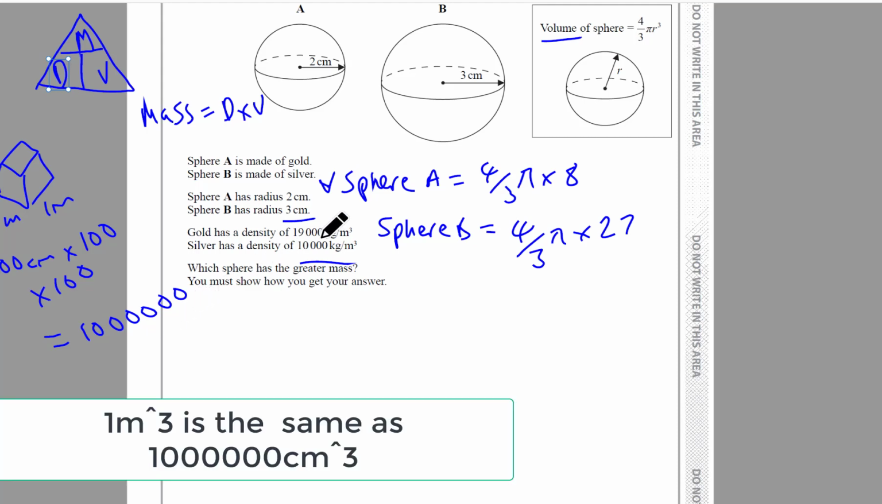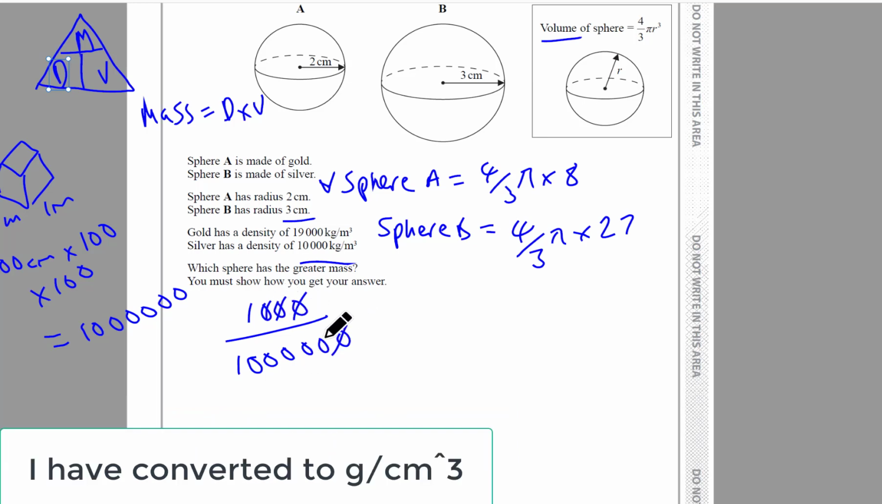Okay, now it's in kilograms, let's convert that to grams. So there's 1,000 in 1 million right here. Let's cancel out those zeros, so we've got something easier to work with.